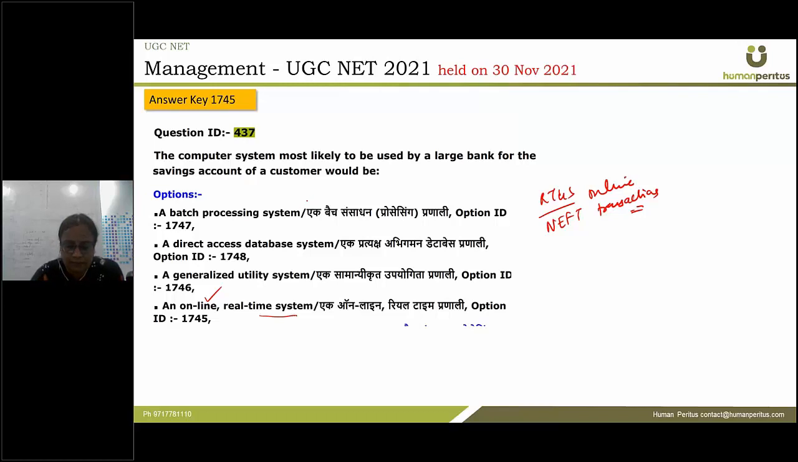So batch processing system or any direct access database have nothing to do with this, because in these the transactions are settled on a batch-to-batch basis. So direct access database system cannot be the answer to this question. Generalized utility system, it's a generalized utility system, so again it will not be useful. So it should be online and must be providing real-time netting of the transactions, right? So the answer to this question should be 1745.